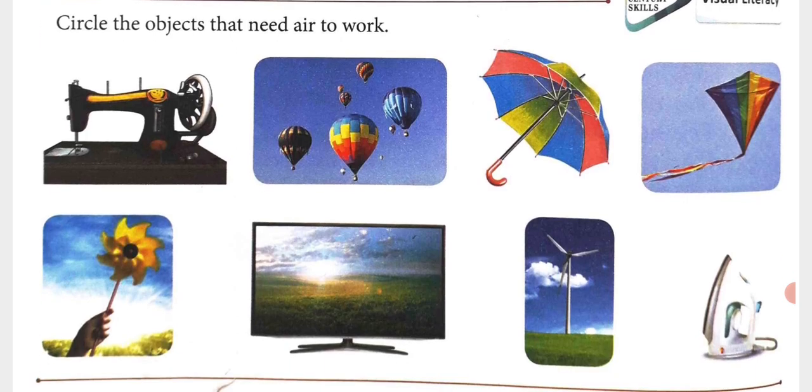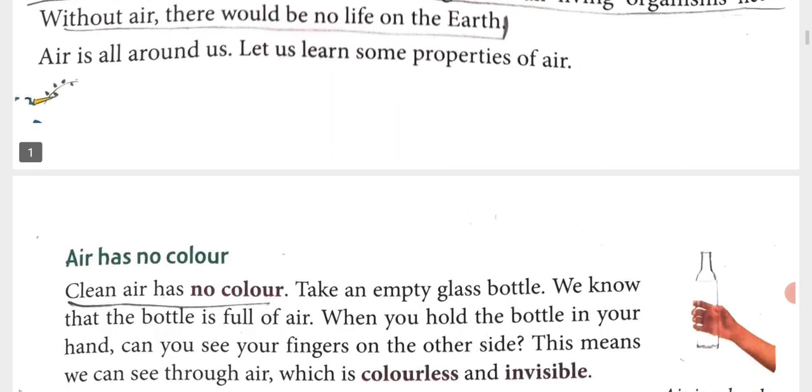Now you can see a sewing machine first, then a balloon, umbrella, a kite, a toy with TV, a windmill, and an electric iron. So you can just take the ones which need air to work and circle them.